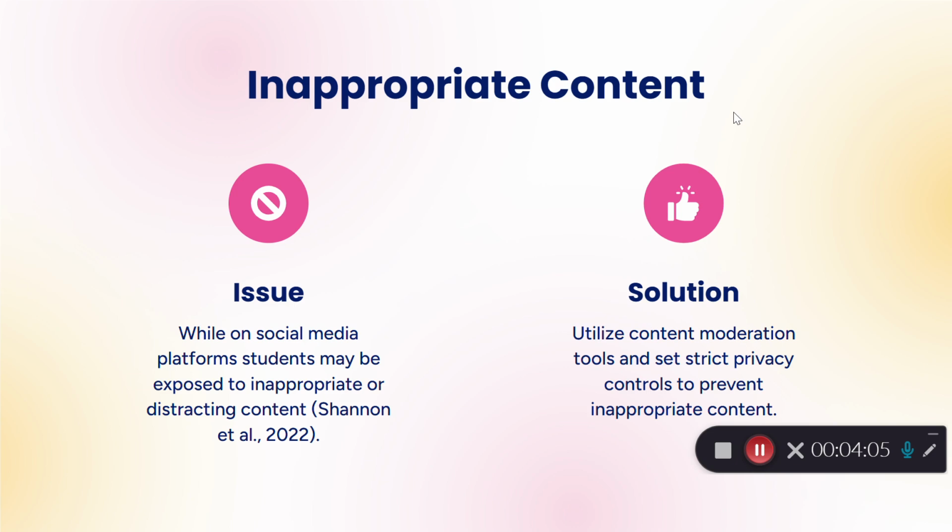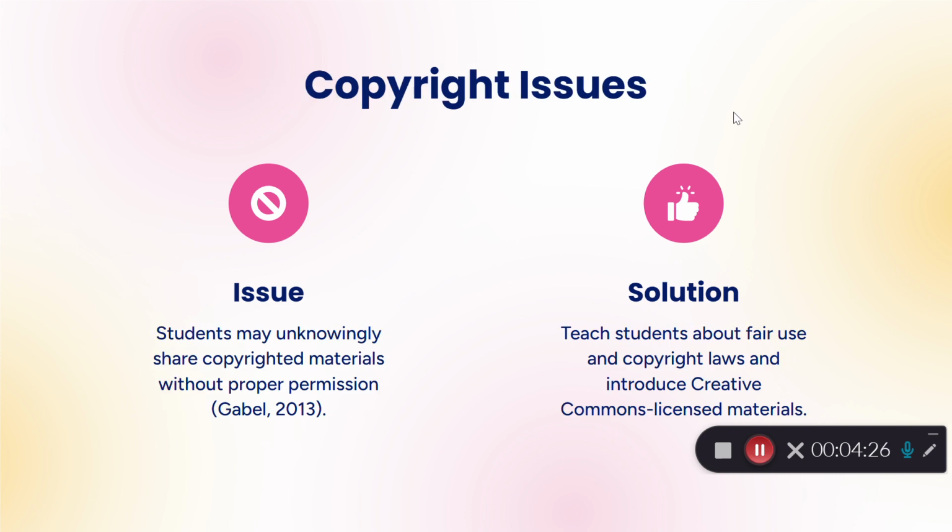We could also deal with some inappropriate content that students might see. So while students are on these social media platforms, maybe they're going to be exposed to inappropriate or distracting content. To fix this, we could use content moderation tools or set strict privacy controls to prevent this inappropriate content from appearing. Another issue, but not the only issue, is copyright issues.